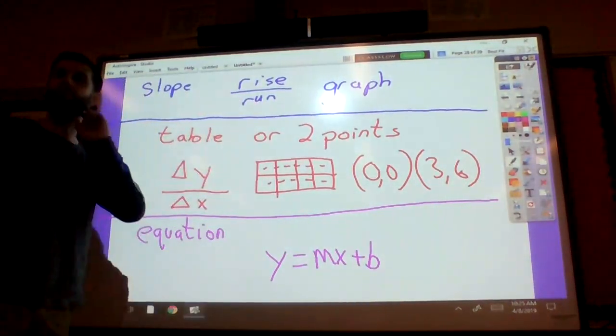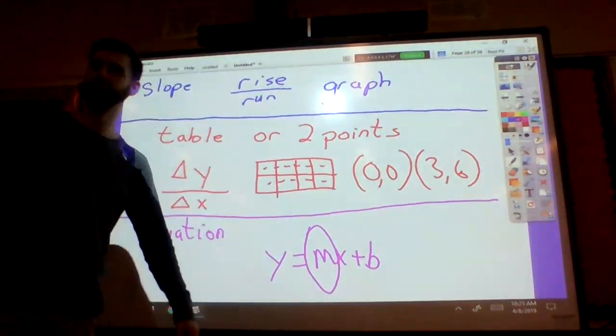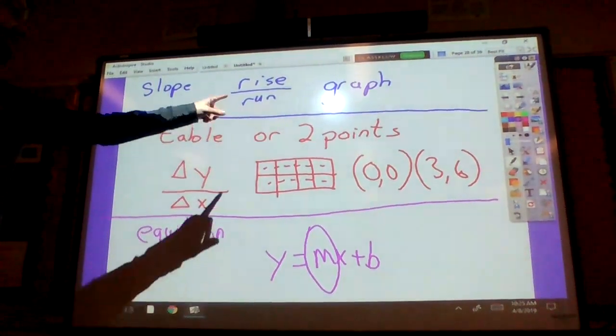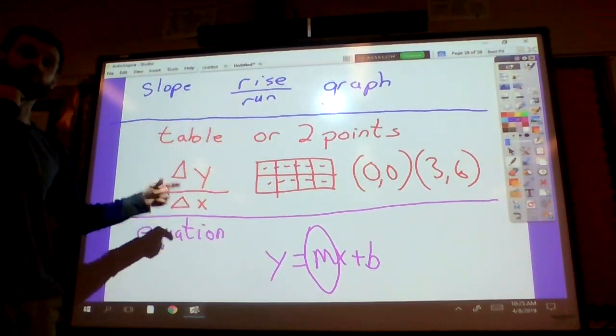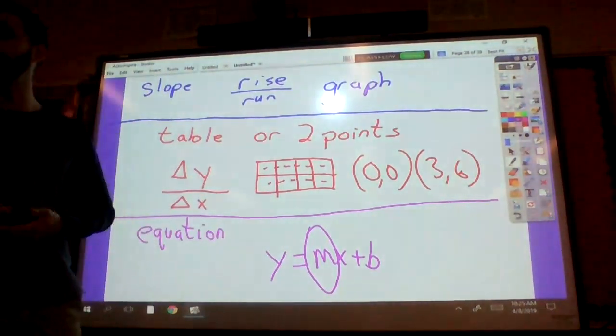Okay, what's the slope in an equation? The m. And how can you find the m? It's always next to the x. All right, the slope, you will either do rise over run, change in y over change in x, which is the same as rise over run, or it's the m in an equation. We good with this?